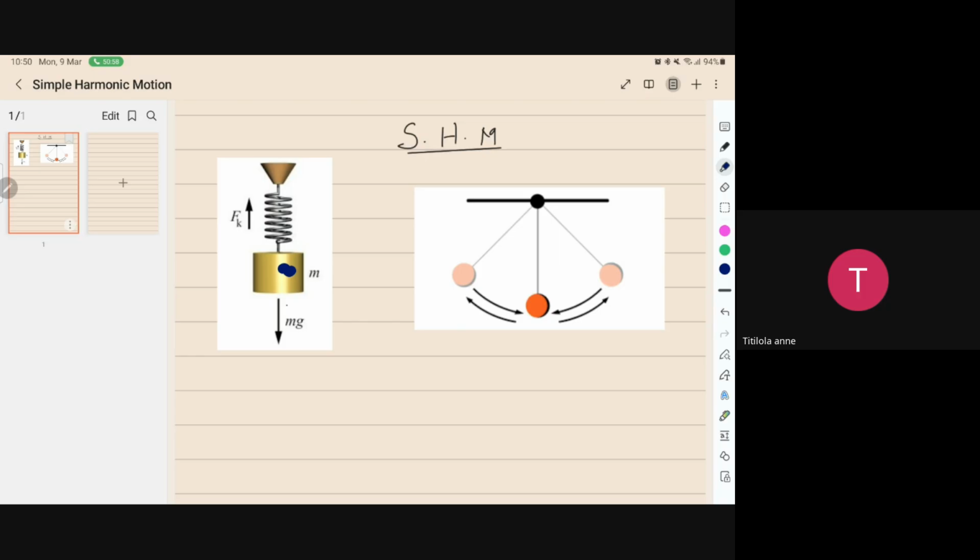So now, when you pull this mass downwards, what happens is that the spring will move up, down, up, down. Do you understand what I'm saying? The mass is going to dangle. Give me a thumbs up if you're following. When you pull this mass down, it's going to bounce up, down, up, down.